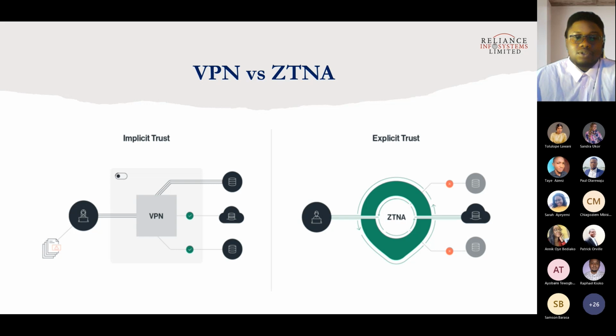So for VPN solutions, most times once you have a VPN solution installed in your environment, this tends to grant full access to all the services within your environment. So let's say a user connects. Once they connect and they are validated, there's no way to check what exactly to check if the system is well protected or if the system itself is compromised.